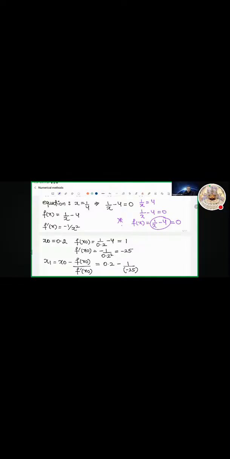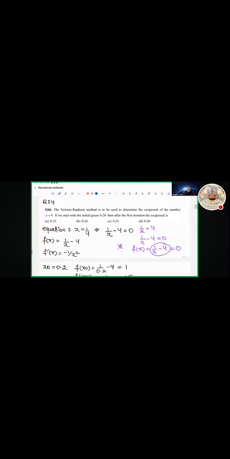So let's find the value. What is my initial guess? It is given to you. Initial x guess is 0.2. So put the values. Tell me what will be the value if I put 0.2 here? X equals to 0.2. What will be the value? 1. Very good. What will be the value if I put 0.2 here? Quick. 25. Not plus 25, minus 25.